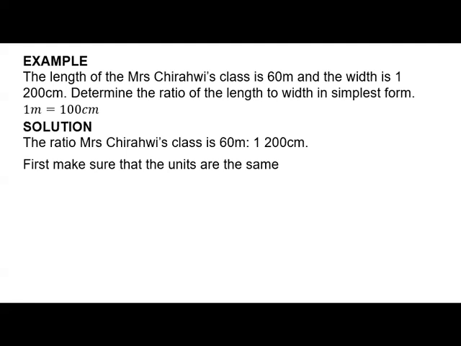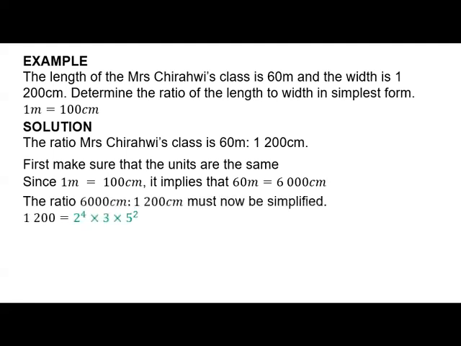I decided to convert meters to centimeters. So I know that 1 meter is equal to 100 centimeters. So if I have 10 meters, it will be equal to 1,000 centimeters. Therefore, 60 meters will be equal to 6,000 centimeters. So whatever meters are, you just multiply them by 100 to get centimeters. That's why I took the 60 meters, multiplied by 100, and it gives 6,000 centimeters, meaning that it will be 6,000 centimeters is to 1,200 centimeters.